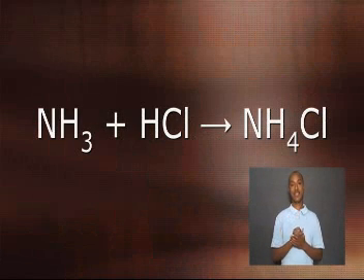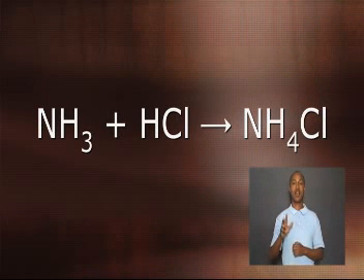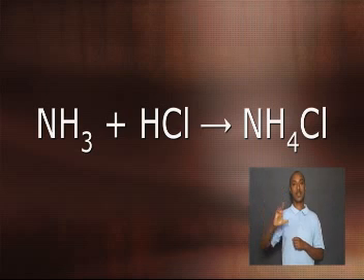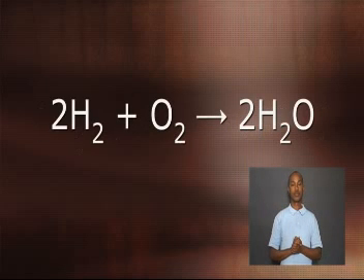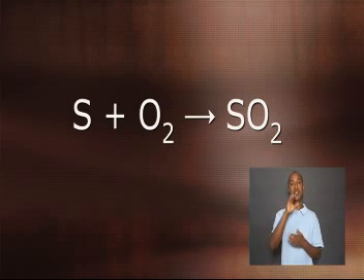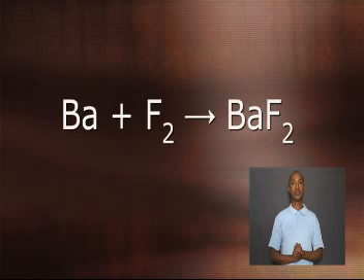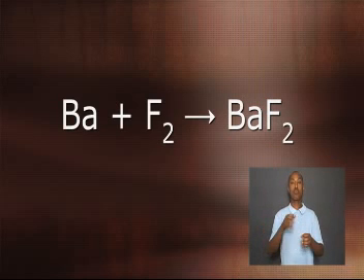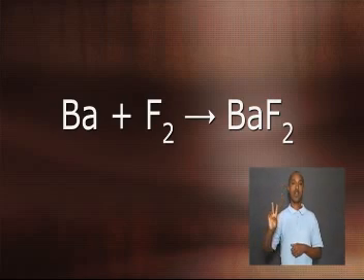Here is the equation for ammonia added to hydrogen chloride to produce ammonium chloride. Hydrogen burned in oxygen to produce water looks like this. Here is sulfur burned in the air to produce sulfur dioxide. And barium metal and fluorine gas combine to produce the salt barium fluoride.